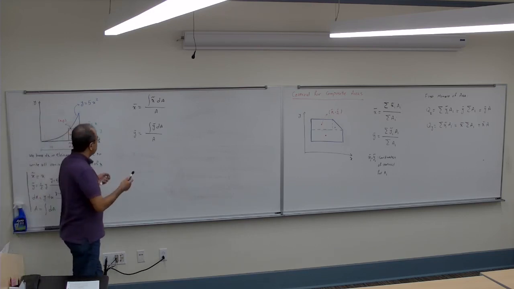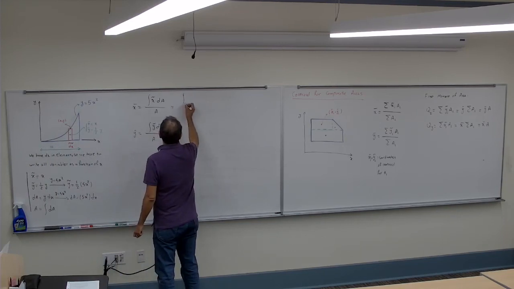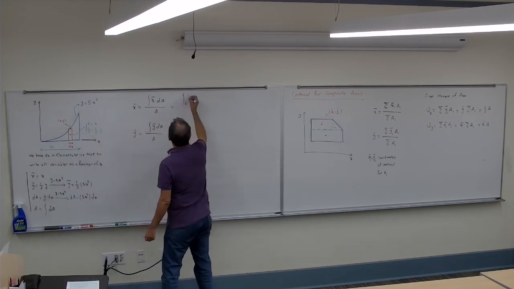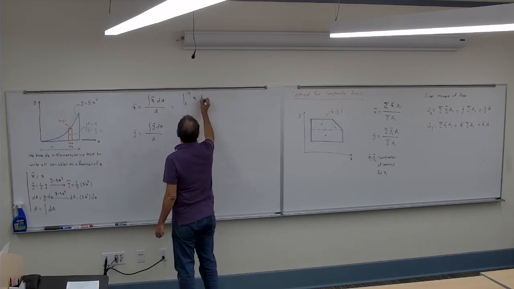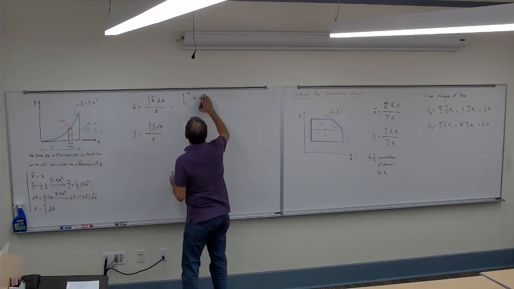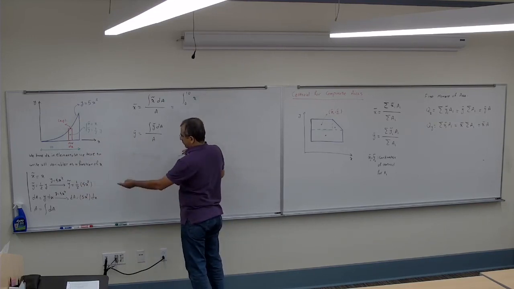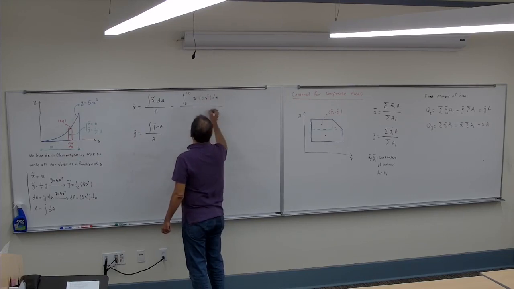Okay, assume that's 10. So the x bar is going to be the integration of the x, going from 0 to 10, and the x bar is the x, and the dA is 5x squared dx, and the area is again 0 to 10 dA, which is 5x squared dx.